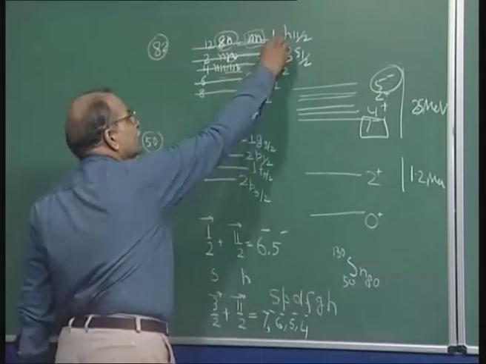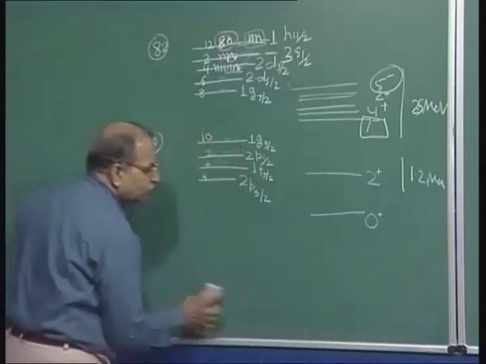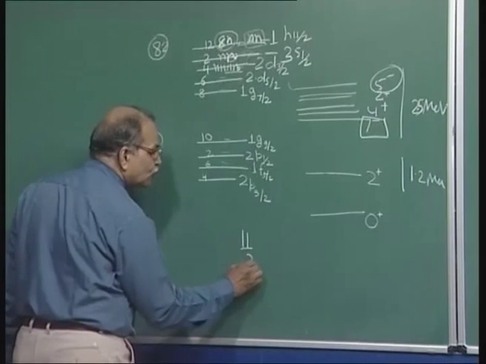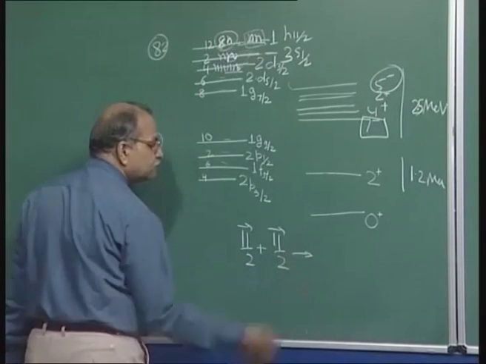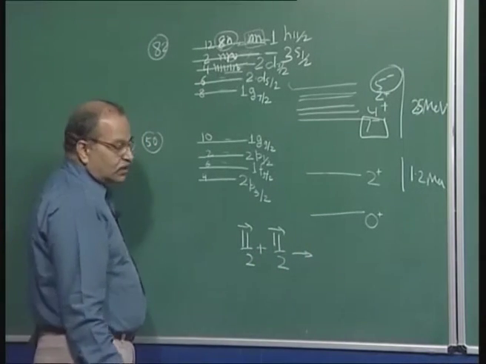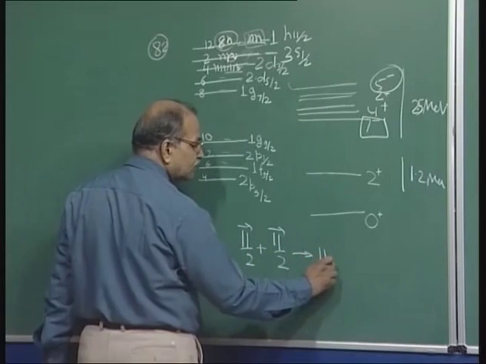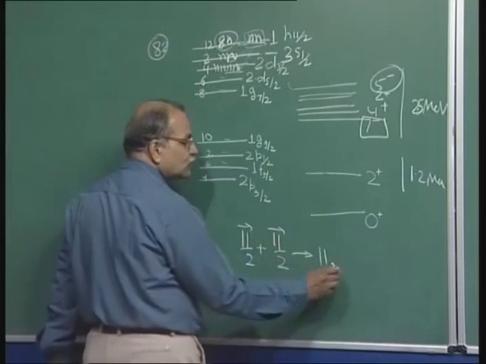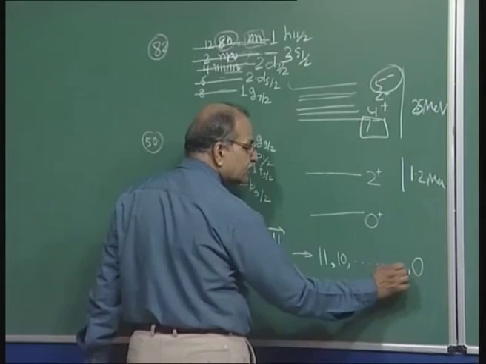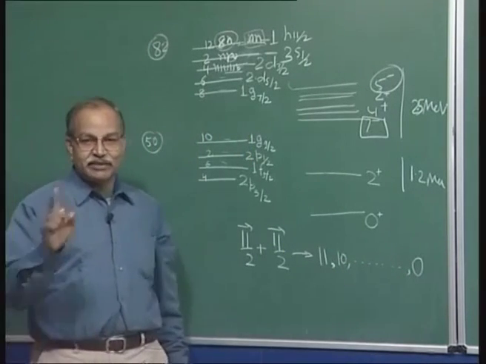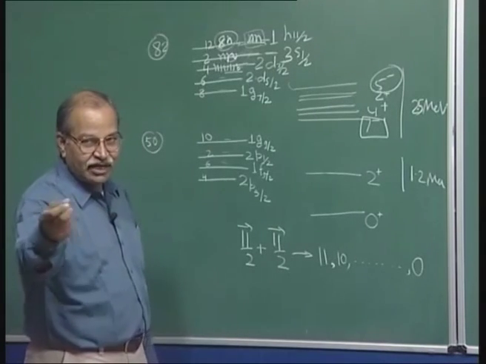But these 11 by 2 and 11 by 2 can combine in many different angular momenta also. What are the possible J values? 11 by 2 plus 11 by 2 will be 11, and 11 by 2 minus 11 by 2 will be 0, in steps of 1. This is what you expect, but there is a catch. We will talk about that just after a minute.